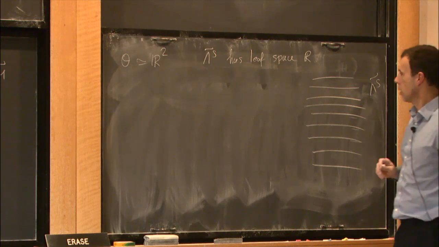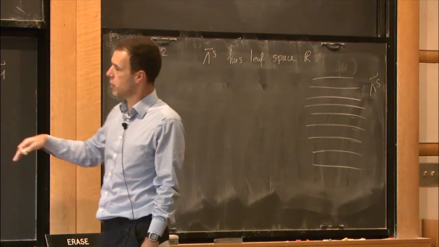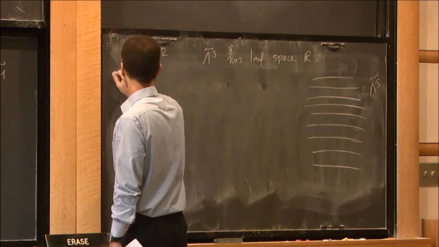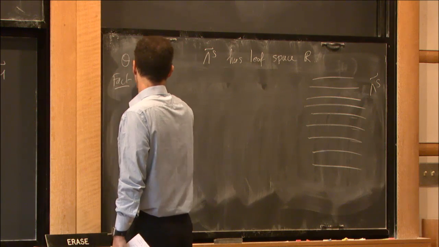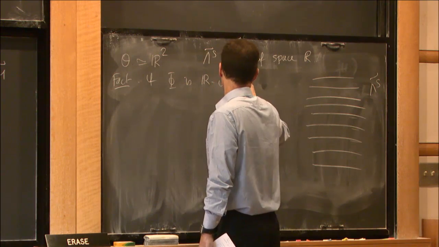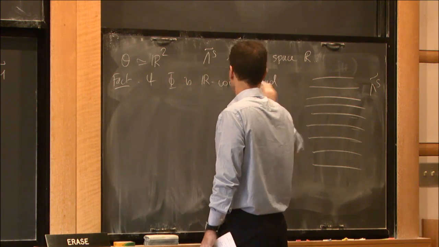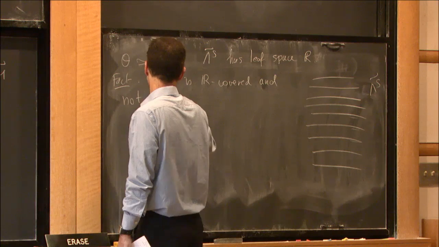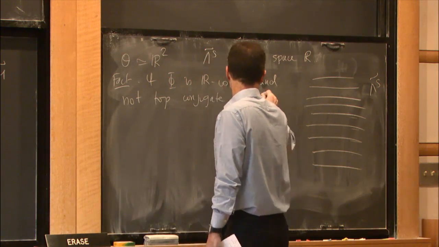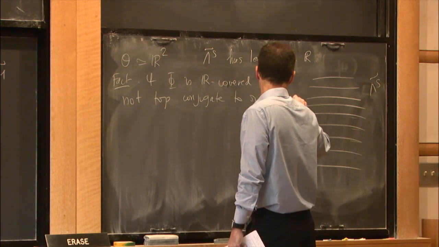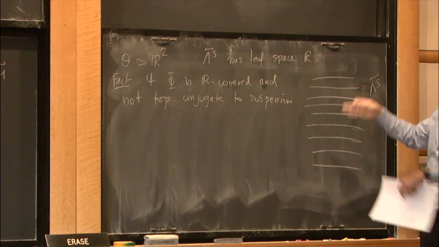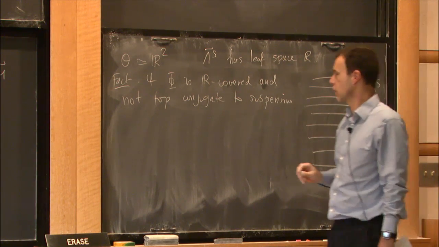Okay. But what is the whole picture? What is the other foliation? What does it do? So here is a result. If my flow is R-covered and not topologically conjugate to a suspension. In a suspension, I'm going to have that every stable leaf intersects every unstable leaf. So it's a total product grid here.